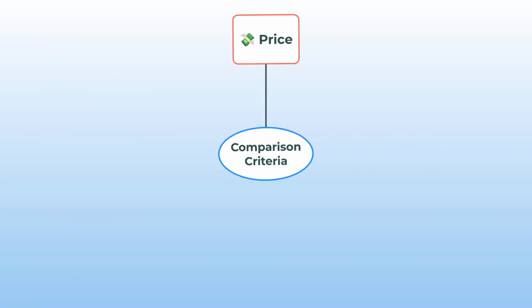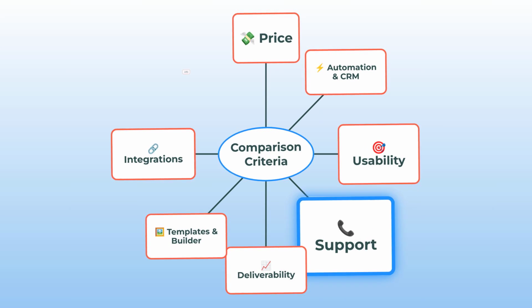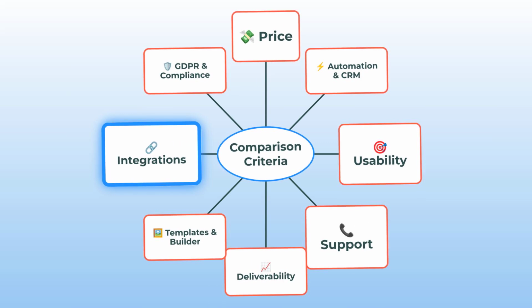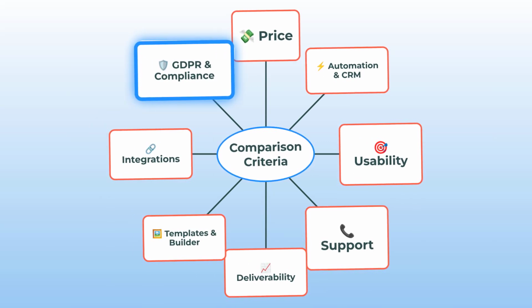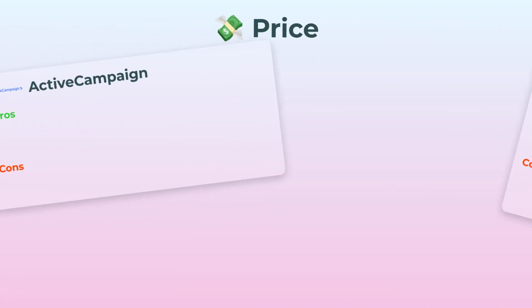Here's a quick mind map of what we're going to look at. Price, automation and CRM, usability, support, deliverability, templates and builder, integrations, and, of course, GDPR and compliance. So, yeah, we're covering all the bases. Ready? Let's talk price first.